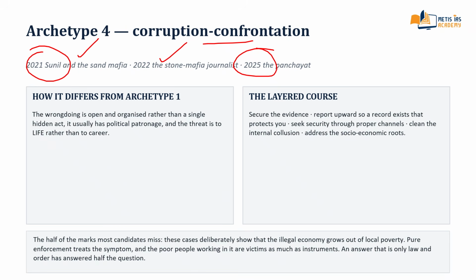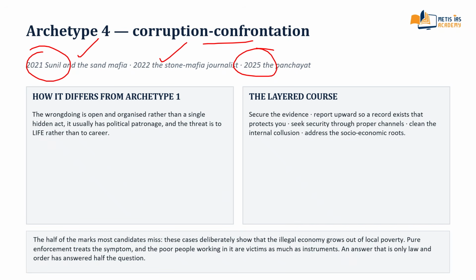Sunil against an illegal sand mining operation with threats reaching his family, the 2021 case. A journalist told to drop a stone mafia story, the 2022 case. An SP in a prohibition state facing illicit distillation rooted in local poverty, that is 2018. And the systems version: a new administrator inheriting a panchayat where the predecessor has run ghost beneficiaries, false muster rolls, and approved works that never existed.